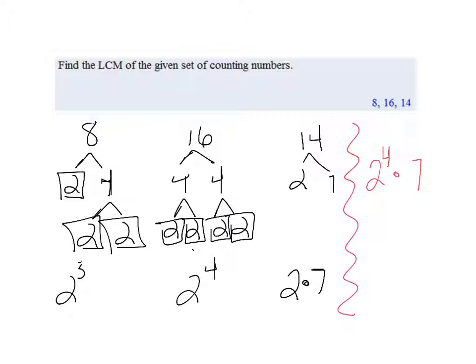16 times 7 would be, I think, 128, or sorry, 112. That's what I get for that. And so that's the smallest number that all three of these will go into. That's going to be important later on when we start working more with fractions, being able to find that least common multiple.